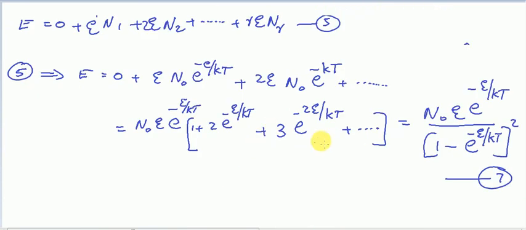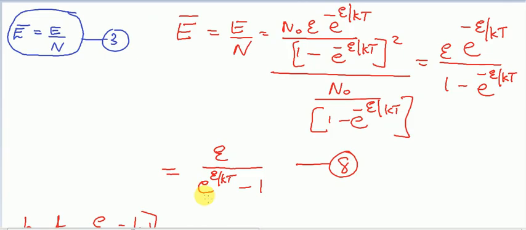In the same way, for equation number 5, we can substitute E equal to 0 plus ε times, instead of n1 we substitute n0 e to the power negative ε by kT. n2 we can replace by n0 e to the power negative 2ε by kT, etc. And here we can take n0 e exponential minus ε by kT outside, then the remaining terms are as shown in the bracket, and simplifying this expression we get n0 e to the power negative ε by kT divided by (1 minus exponential minus ε by kT) whole square.